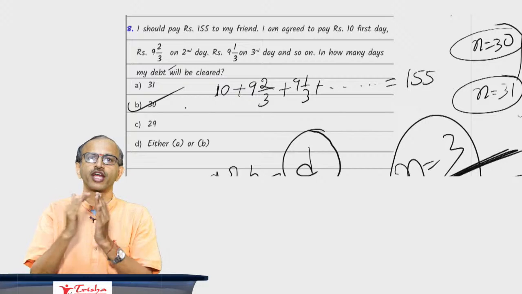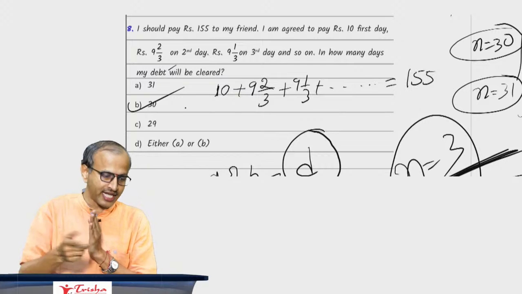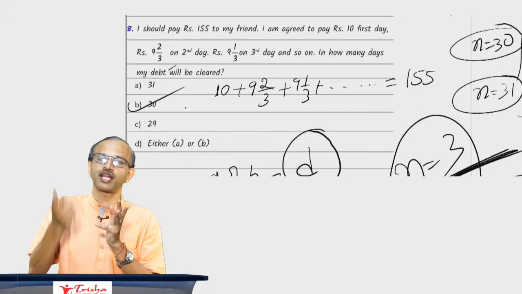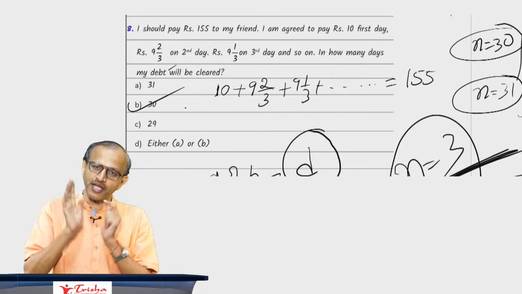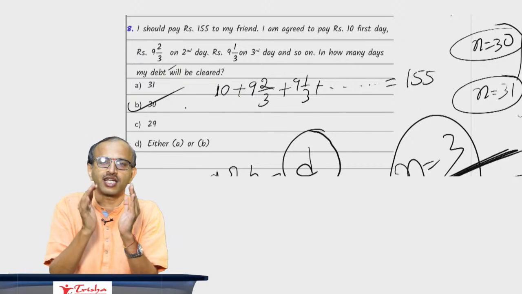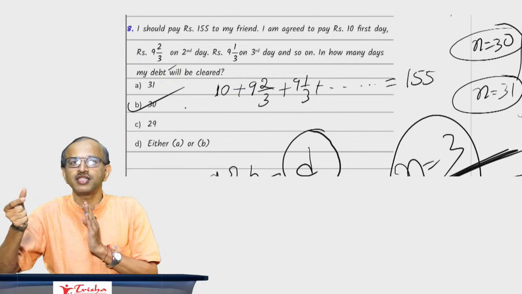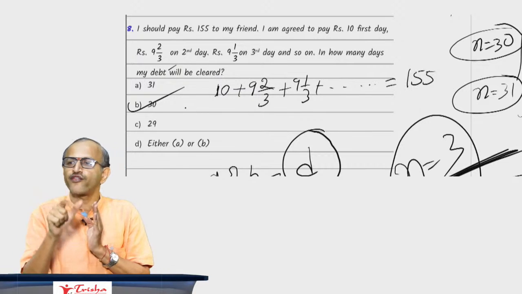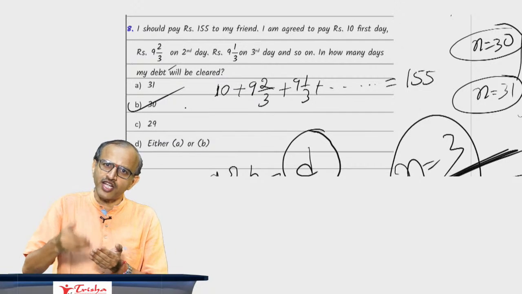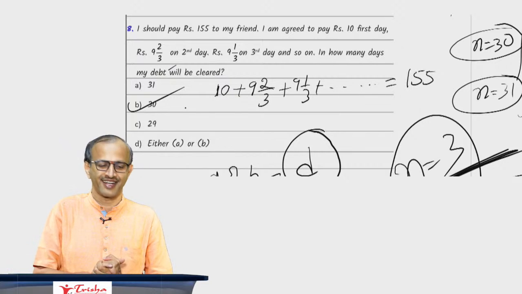If you do the total, you get 155. What would the 31st day be? Again deduct 1 by 3, which gives 0. So 30 terms total is 155, and the next term is 0. This is 155 plus 0, so what is your answer? 155 only. But when did you clear your loan debt? In 30 days you cleared it, so that 0 has no meaning. Hope all of you understood.